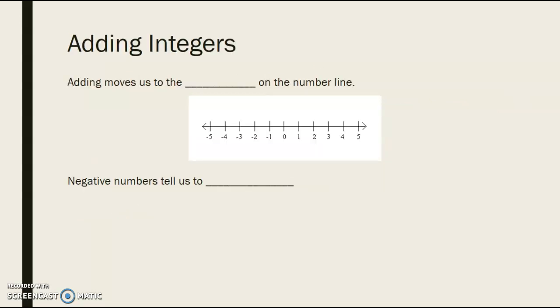All right, so when adding integers, adding itself moves us to the right on a number line. So if I had 0 plus 3, I'm going to move to the right 3. But negative numbers tell us to go the opposite direction. And that's if it comes after our operation. So if we start negative, that's just telling us our starting.